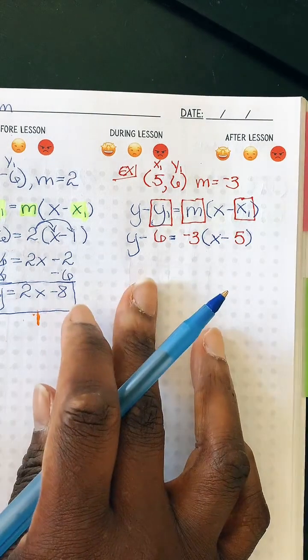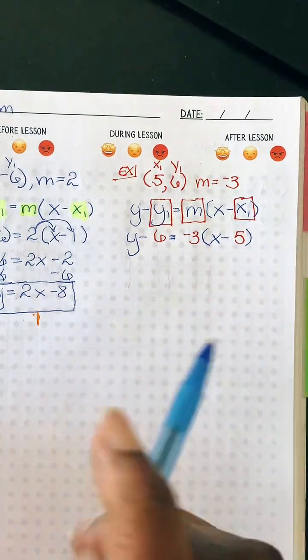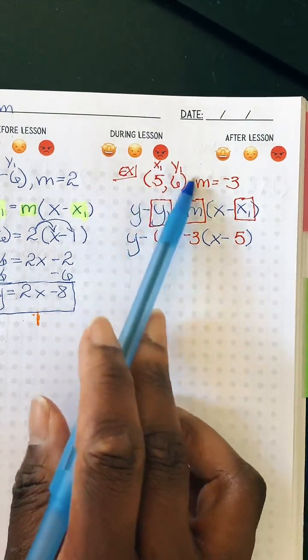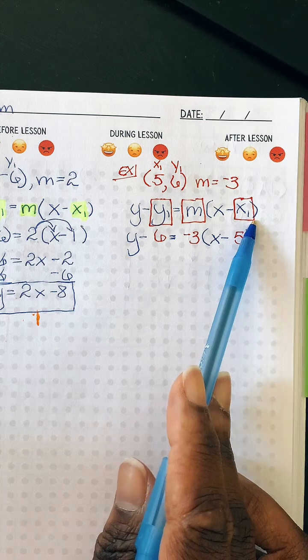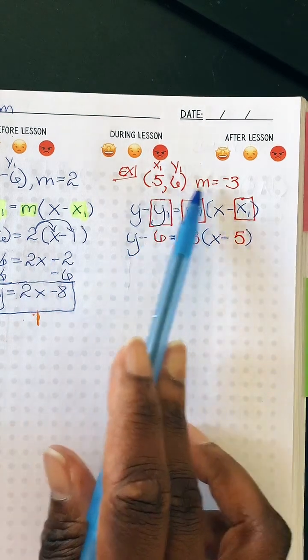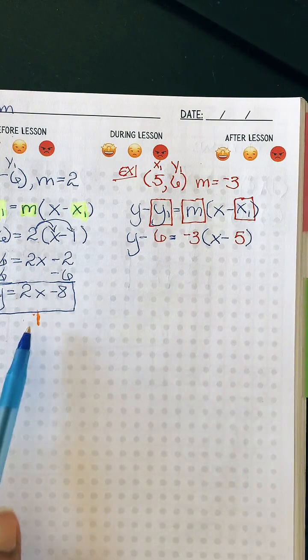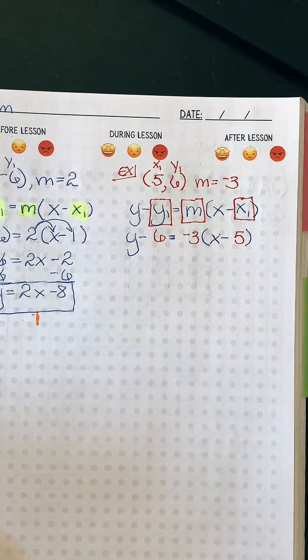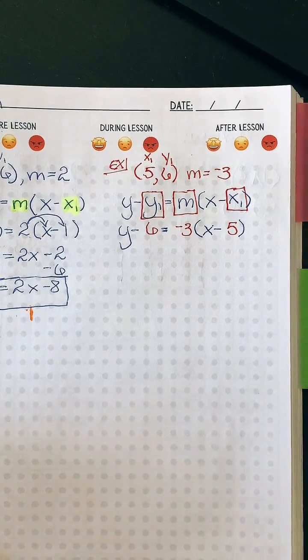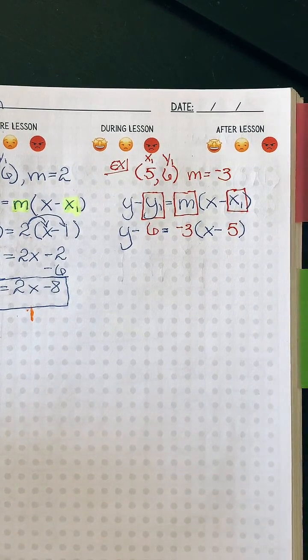So this is one of many ways. If they ever gave you a point and they gave you a slope, you can use this form called point slope. If they ever gave you a point and a slope, you can also find it by just using the slope-intercept form. So it's just another way of finding the equation of the line. Okay, I'm just introducing that.